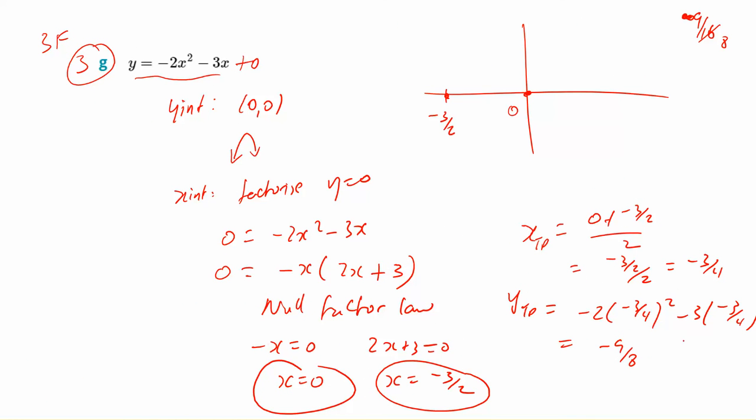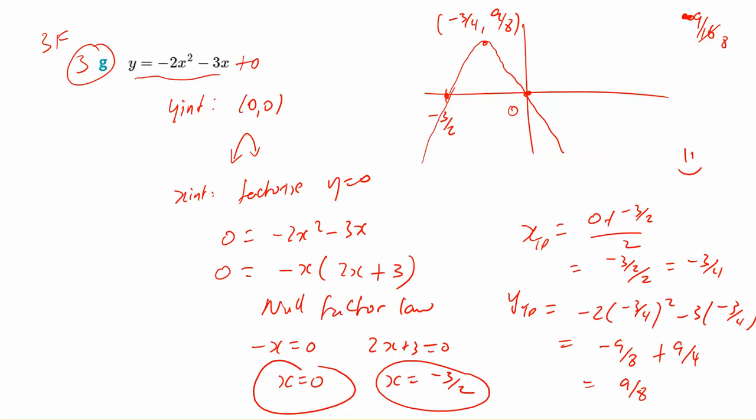And we've got positive 9 over 4. If I double the 9 over 4 on the numerator and denominator, you get 18 over 8. 18 over 8 minus 9 over 8 is 9 over 8. So we know we're expecting a frown, and our TP is going to be at negative 3 over 4, 9 over 8, like that. So I've got my y-intercept, my x-intercepts, and my turning point, so I'm happy.